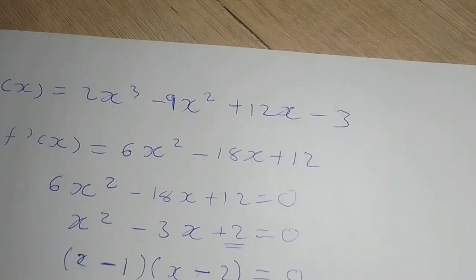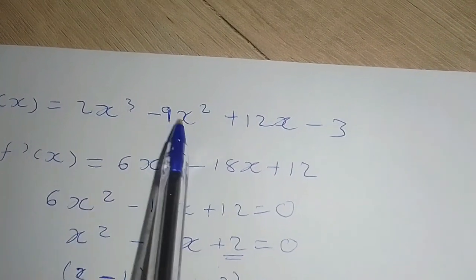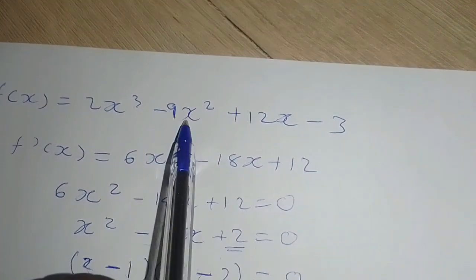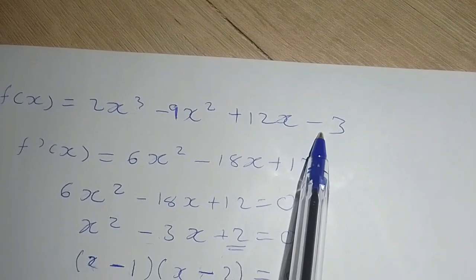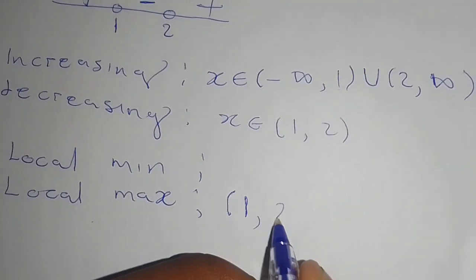So that means to the original function you plug 1 there. So you have 2 minus 9, that's going to be minus 7. Minus 7 minus 3, that's going to be minus 10. Plus 12, that's going to be 2. So you have 1, 2. That will be the coordinate of that.